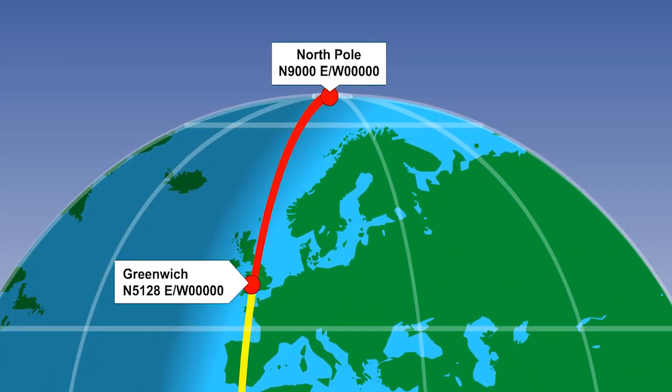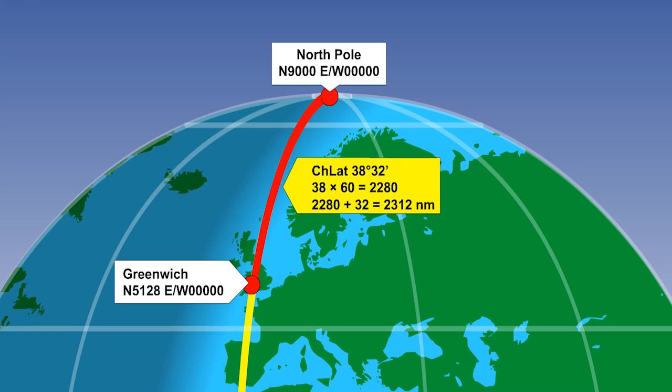We have a Ch.Lat of 38 degrees and 32 minutes. By multiplying 38 degrees by 60, we find that 38 degrees is the equivalent of 2,280 minutes. So the 38 degrees is 2,280 nautical miles. The remaining 32 minutes of Ch.Lat equates to 32 nautical miles. Therefore, 38 degrees and 32 minutes of Ch.Lat is equivalent to 2,312 nautical miles.